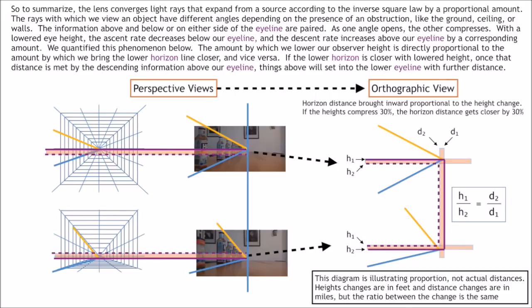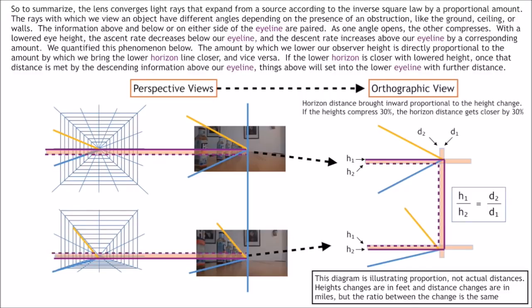And we were able to quantify that as H1 over H2 is equal to the D2 over D1 distances. So if I take my height and lower it by a certain amount from h1 down to h2, the horizon distance will come in by a directly proportional amount.